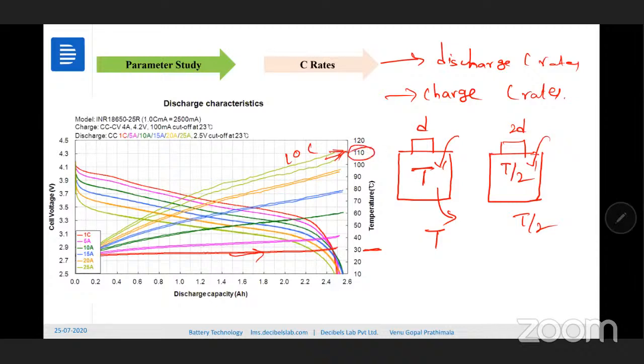So because of operating at 110 degrees Celsius, the life of the cell will be decreased. So it's not advised to operate the cell at high C rates continuously. These high C rates or peak C rates are mentioned for a particular second or millisecond of time, not for continuous time. So that's about the C rates.